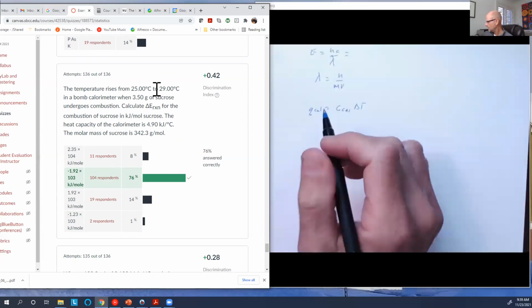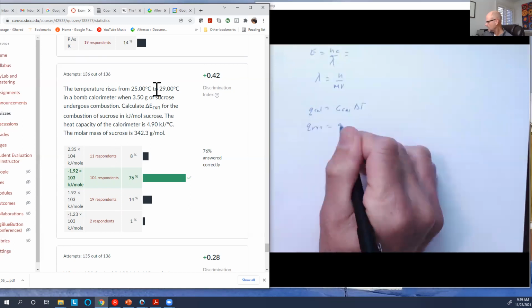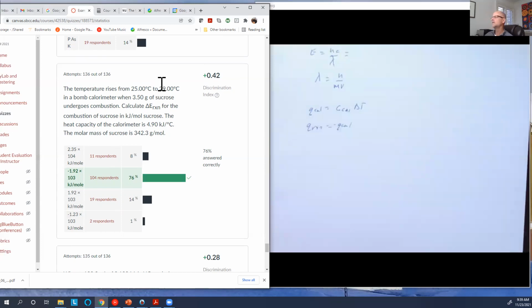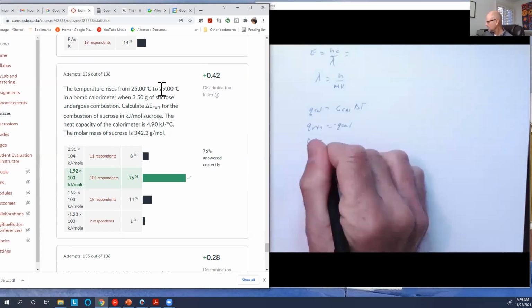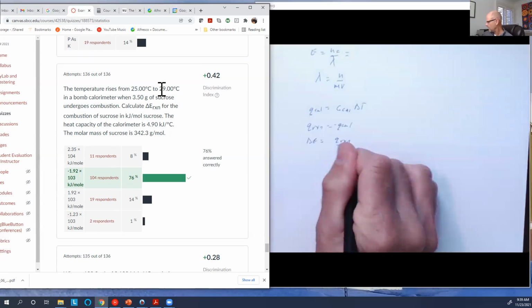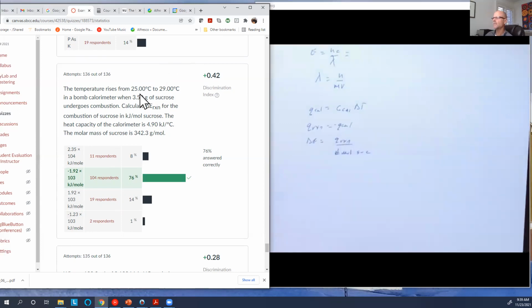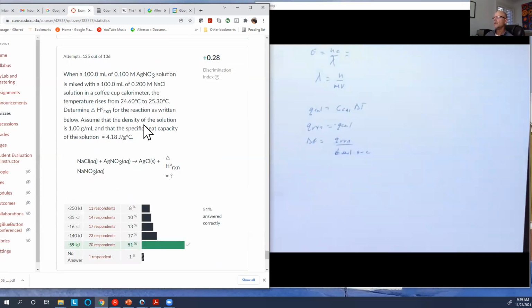And then you want to do Q reaction is equal to minus Q calorimeter, right? So you just change the sign. And then lastly, delta E is equal to Q reaction divided by the number of moles of sucrose, which you can get from the mass of sucrose and the molar mass of sucrose. All right, a good number of you got this, about half of you, but this was a hard problem, because it was a little bit tricky.